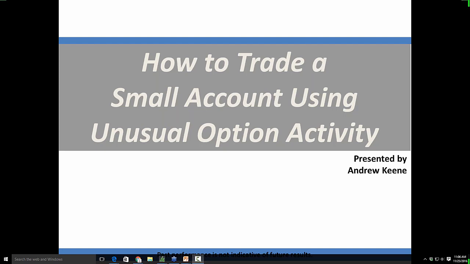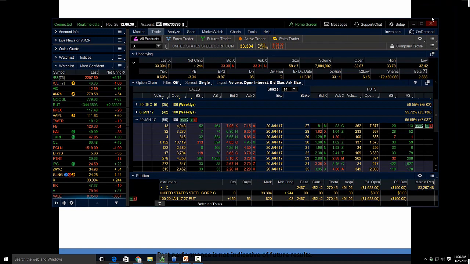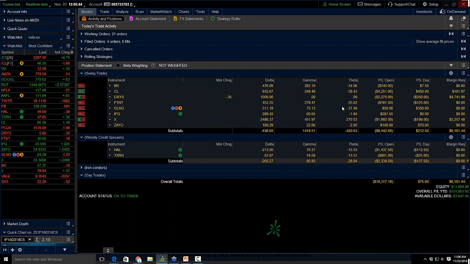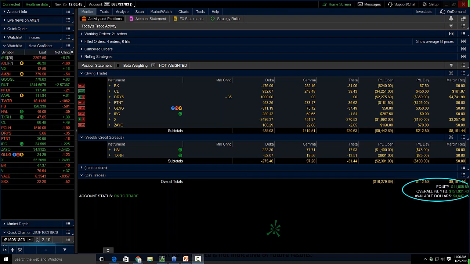So today's presentation, using unusual option activity, a little synopsis of how I came up with this course. So this is my trading account. I trade one trading account. I trade all day long. As we can see here, my profitability, this is since March, I'm up $152,000. This is all real capital, my own money.